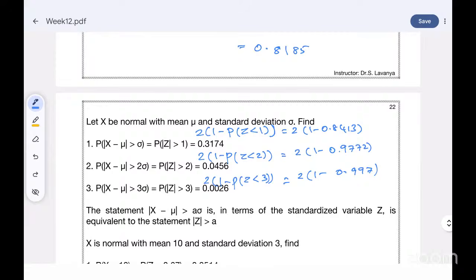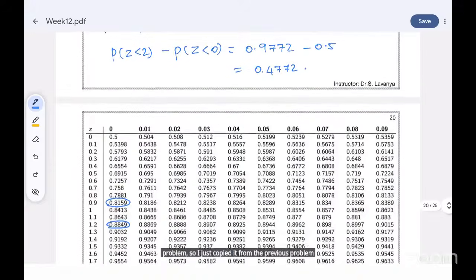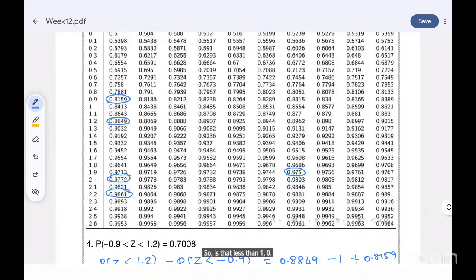Probability of Z less than 1 and probability of Z less than 2, how have we calculated these values? Already from the table, I had written them in the previous problem, so I just copied them. Otherwise, you can look at the table directly. Z less than 1 is 0.8413, Z less than 2 is 0.9772, from the table.